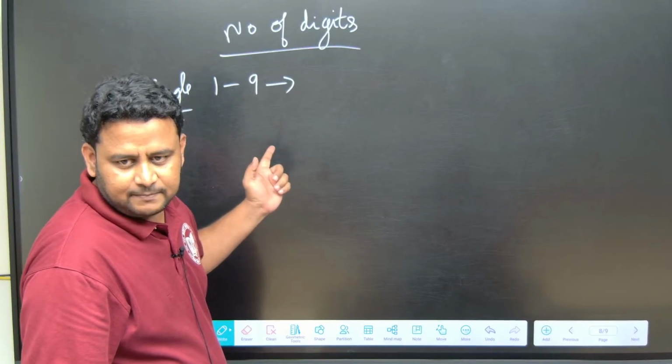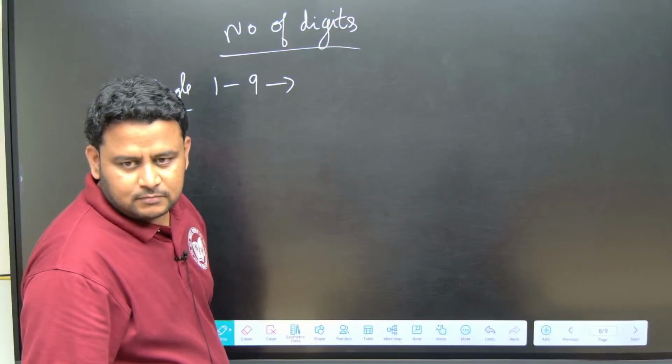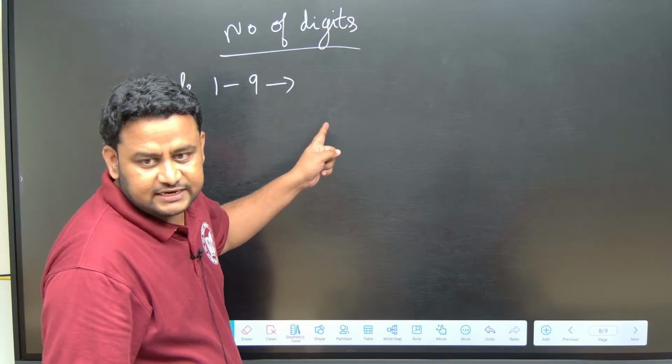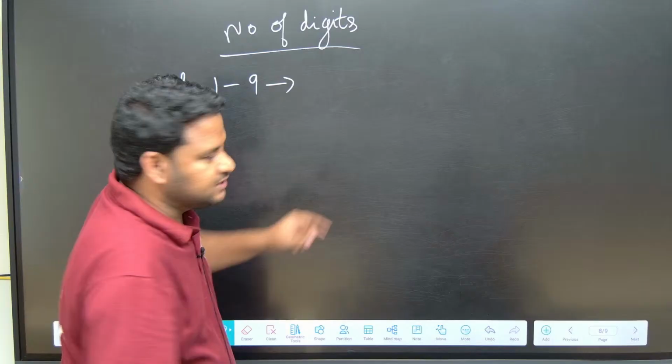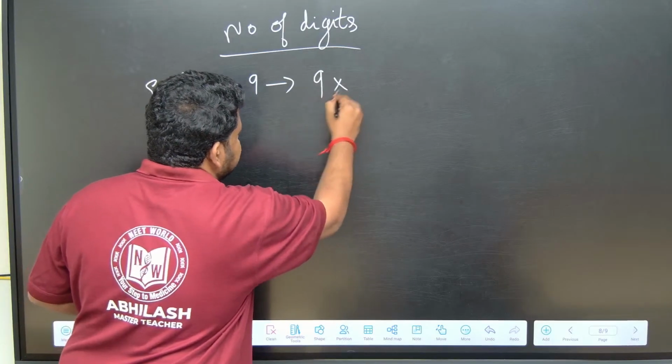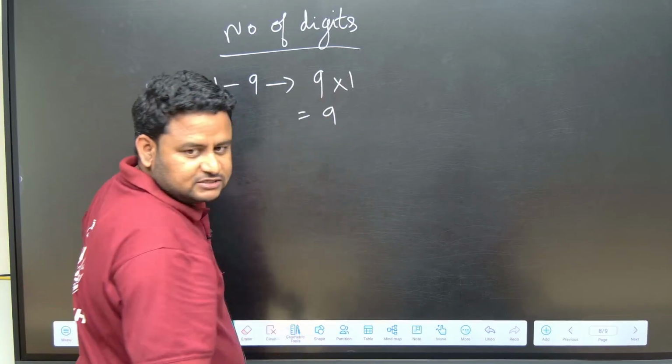How many digits are there? 9 digits, because 0 is not counted. 0 to 9 means 10 digits, while 1 to 9 means 9 digits. So single digit, 9 into 1 is 9. Correct? No? Because it is single digit.